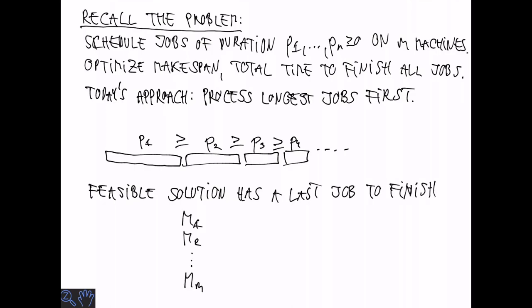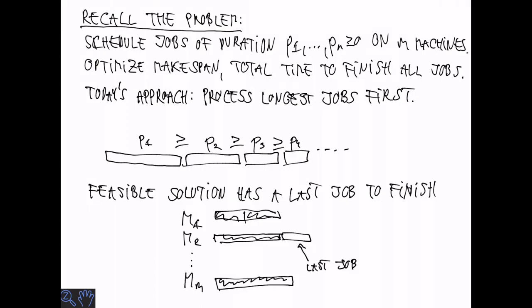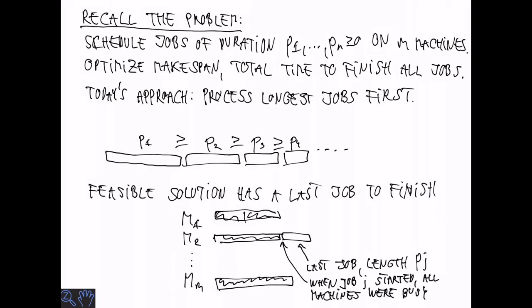Any feasible solution has some job that finishes last. So in general, a schedule could look something like this. And let's say it's M2 that finishes last. Let's call that last job J, and it has processing time Pj. It's easy to see that when job J started, all machines must have been busy. Why? Because otherwise job J would have been started earlier. So there can be no idle time before this.